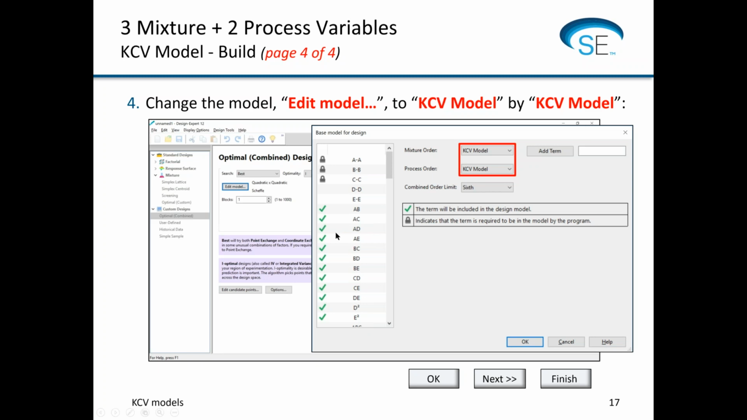And then you can see here, AB, AC, AD, it's adding in the quadratic terms for the mixture without crossing them with the process. And down here where you see DE, D squared, E squared, those are the second order terms for the process without crossing them with the mixture.